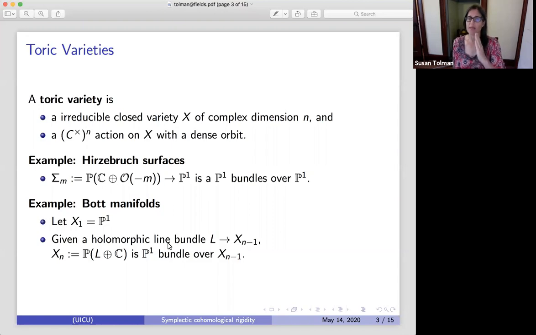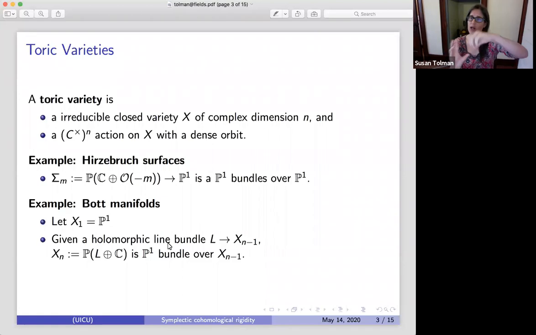So that's a line bundle over P1. And then we add to it a trivial line bundle. So now we have a C2 bundle over P1. And then we projectivize it, and what we get is a P1 bundle over P1. So these are famous classical toric varieties, and the torus structure is easy to see.